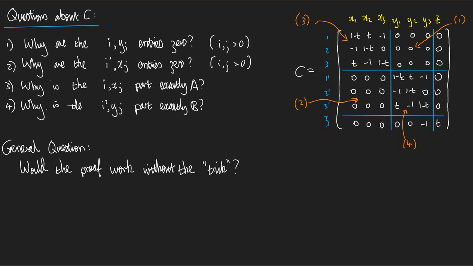And then, after everything, ask yourself the following general question, which is, would the proof work without the trick? Would it work without the trick? What was the trick? The trick was installing these little twists into our diagrams at the very start. Would it work without those? Okay, so that's the end of the mini lecture.